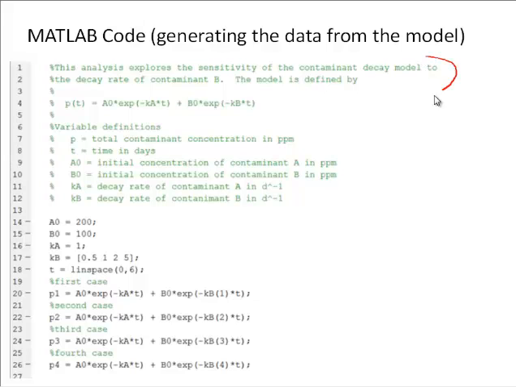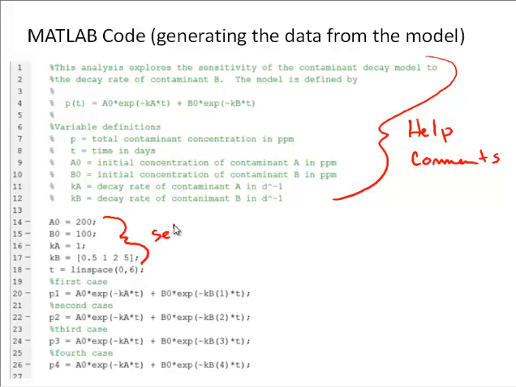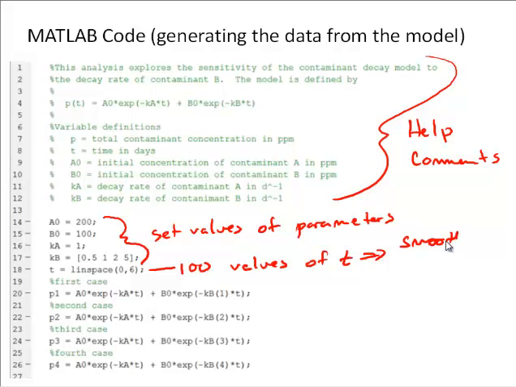So looking here, the top section is the help comments. As I mentioned in the basics videos, these comments show up when we look for help on this code that we've written. Here we've set some initial variable values of the parameters, including our 4 cases for KB. And then I've used linspace to set up a vector of t values, and I'm using the default 100 values of t, and the reason I do that is to get a smooth curve in the plot.